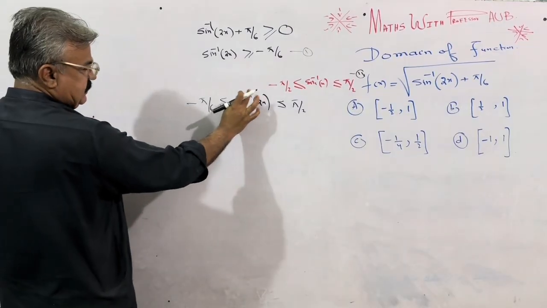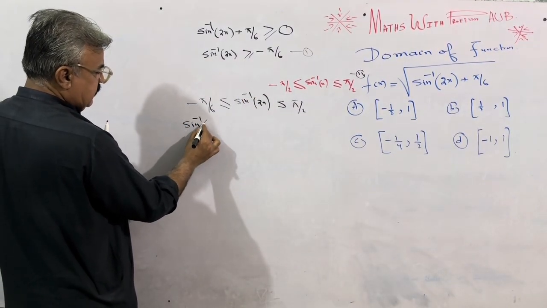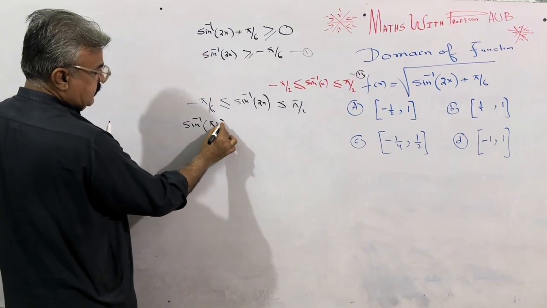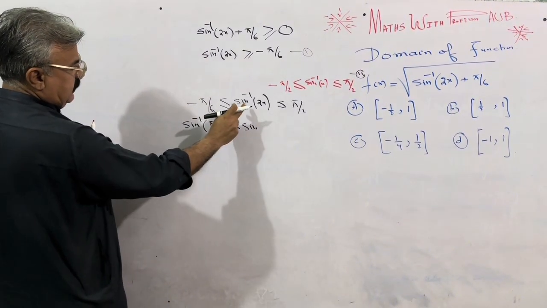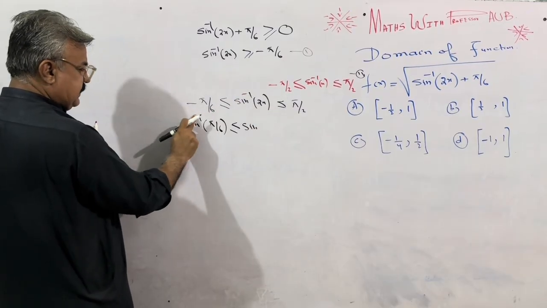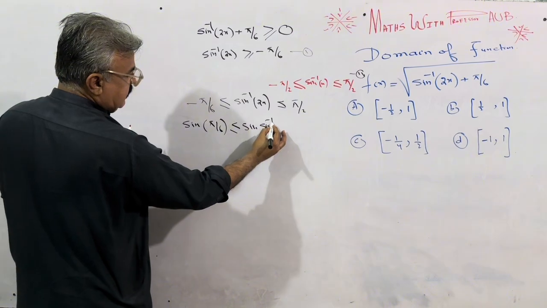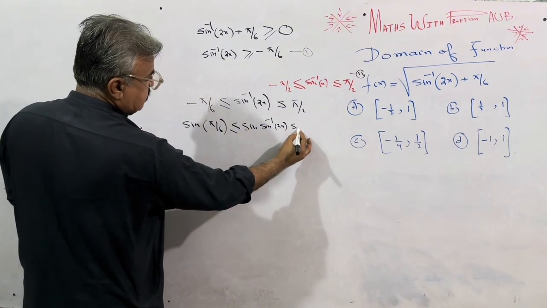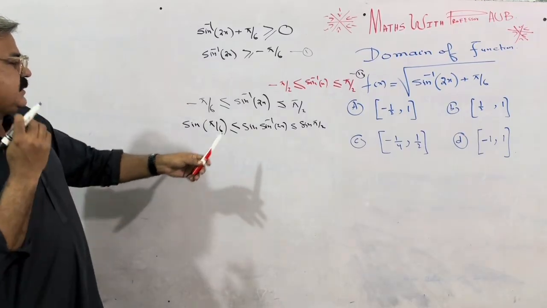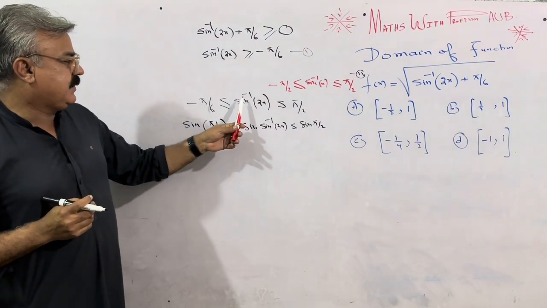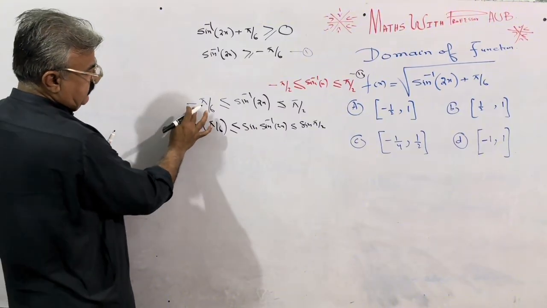To get rid of this sine inverse or arc sine, we take sine overall. We have sine of minus pi over 6 less than or equal to sine times sine inverse 2x less than or equal to sine pi over 2. To get rid of arc sine, introduce sine. To get rid of sine inverse, introduce sine, and vice versa.